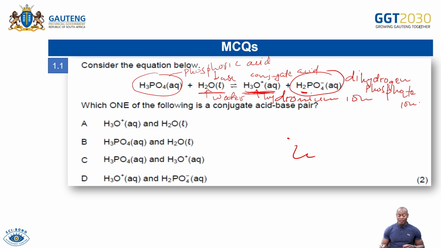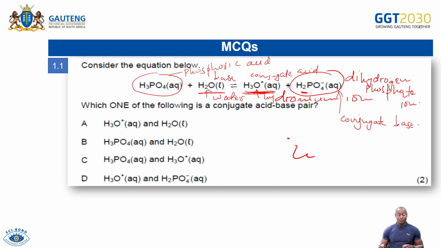H3O+, right? Then after H3PO4 has donated a proton, it becomes H2PO4 minus, right? So you can see that the third proton is no longer there. It has been donated. So this is an acid, and we are aware that an acid produces a conjugate base, right? That is how you need to analyze an equation, or a chemical equation.